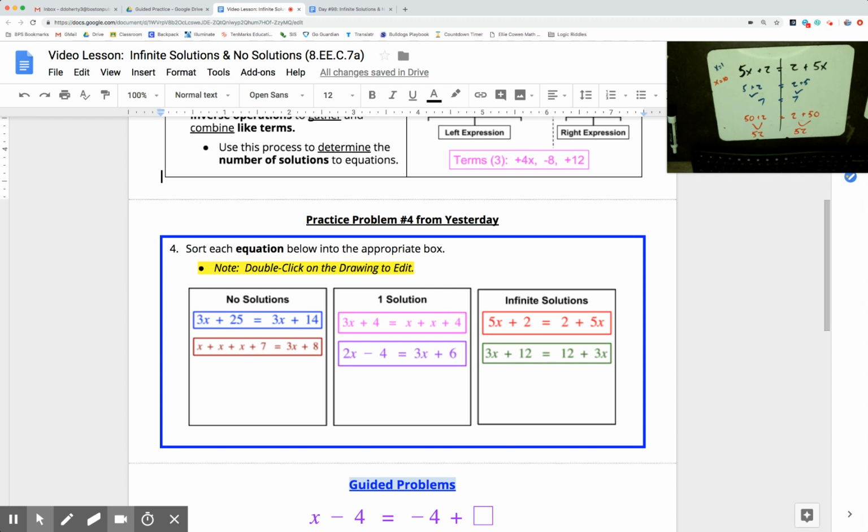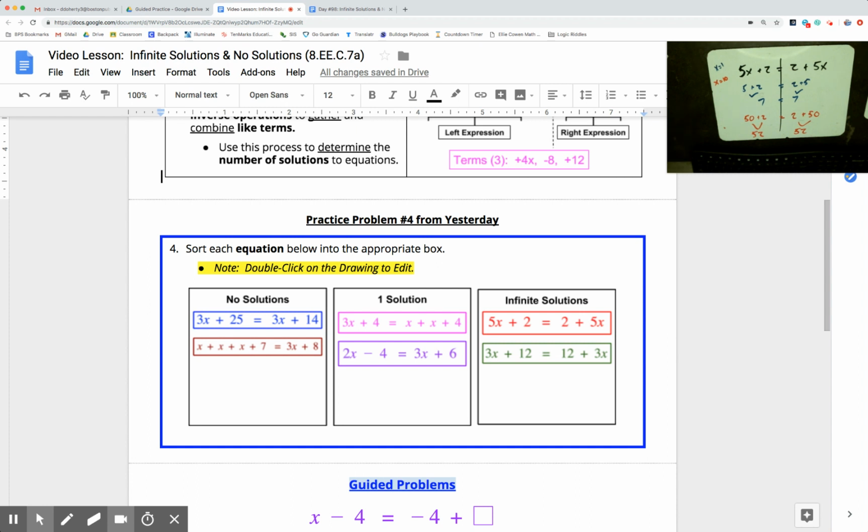So what do we recognize? For infinite solutions, if you have the same coefficient on the variable on both sides and they're added with the same constant term, we're going to end up with infinite solutions because it's really just the same expression on both sides of the equation. We also saw examples of no solutions.